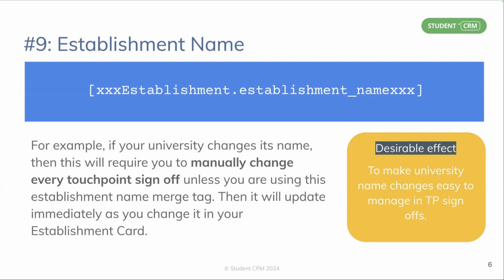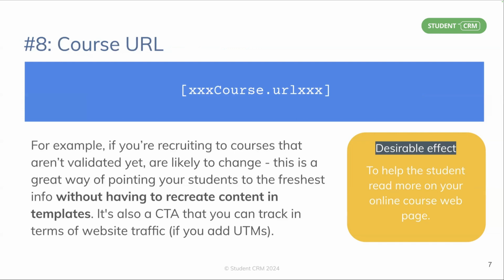So the desirable effect of this tag, not often used, is to make university name changes far easier to manage in touchpoint sign-offs. So easy, in fact, you don't need to do anything, and we like things that are that easy. Number 8 is the course URL.